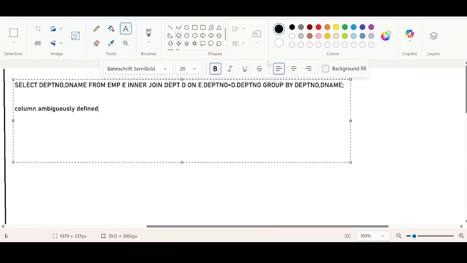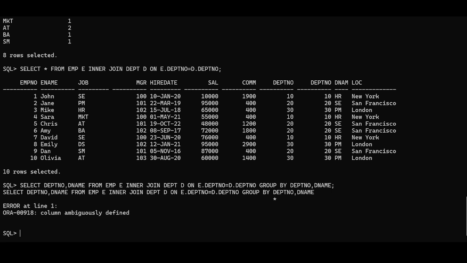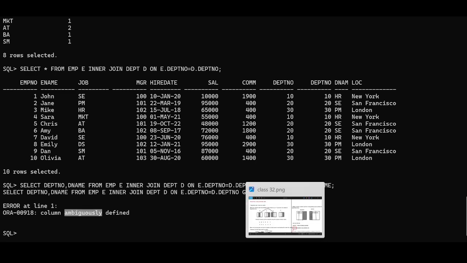Very simple. You see department number, there are two department numbers. You are saying department number, but there is no specificity here because the department number is here as well as here also. There are two department numbers. The database will not understand which department number you are referring to. That's why it says it is ambiguous. I want to be very specific about which department number I am referring to.